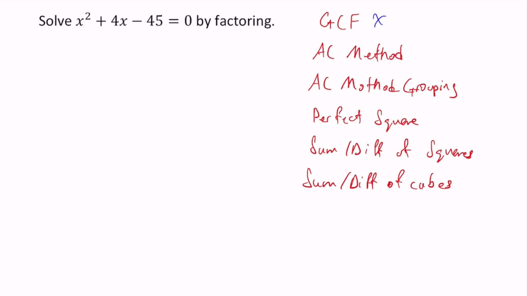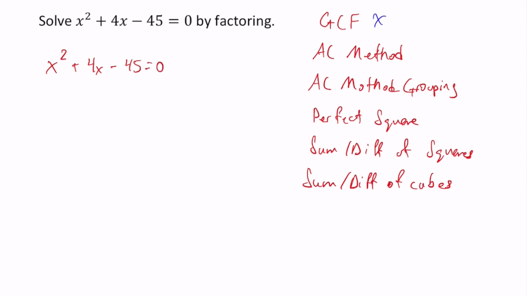Let's consider the AC method. In the AC method, first there needs to be a trinomial, 3 terms, which there is, the x squared, the 4x, and the negative 45. So that seems like a good candidate that we could use here. Now, in order to use the AC method, we want to multiply the coefficients a and c. So let's rewrite our quadratic. x squared plus 4x minus 45 equals 0.